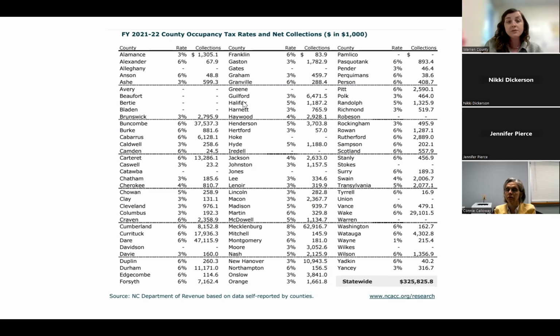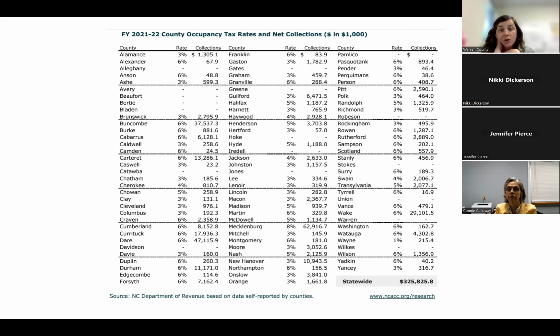So let's look at our neighbors. For example, Halifax, they have a 5% occupancy tax. They are doing over $1 million in revenue from their occupancy tax in FY 22. Granville, you just heard Angela talking about their revenue that funds her budget. She talked about growing it from the 200,000s into the 300,000s.